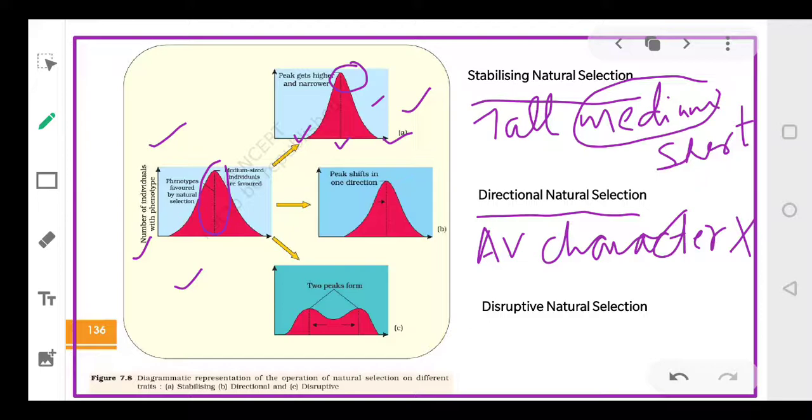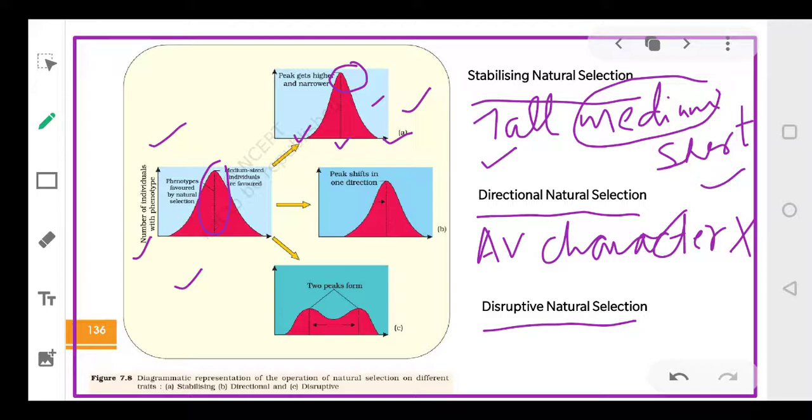Any extreme characteristic can be selected. Any extreme means either the tall is selected or the short is favored. Clear? The average characteristic will not be favored. We have extreme conditions, one tallest and one shortest, and only one of these extreme conditions will be favored.